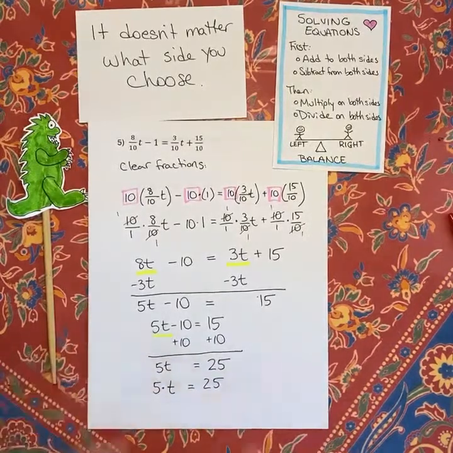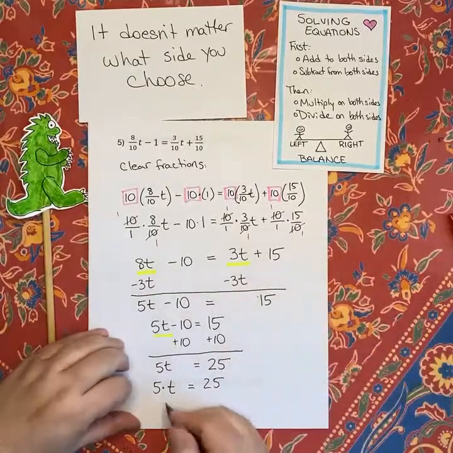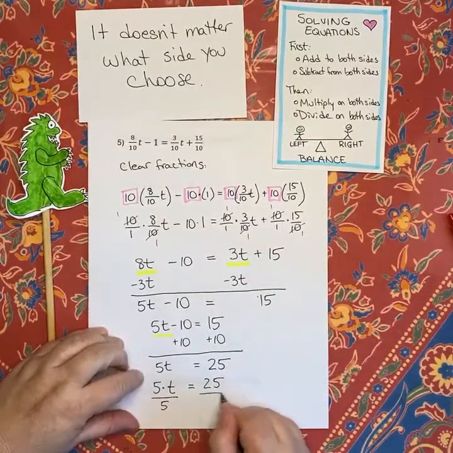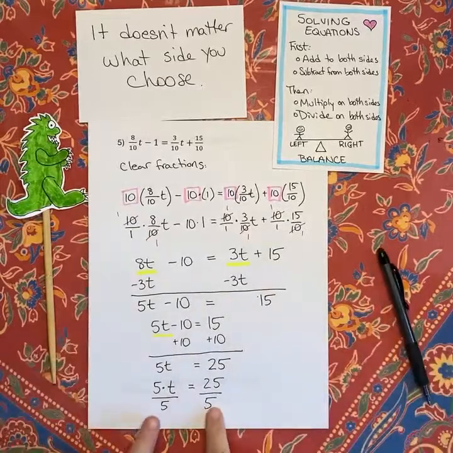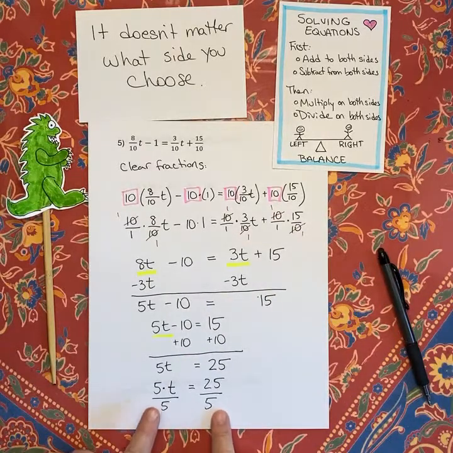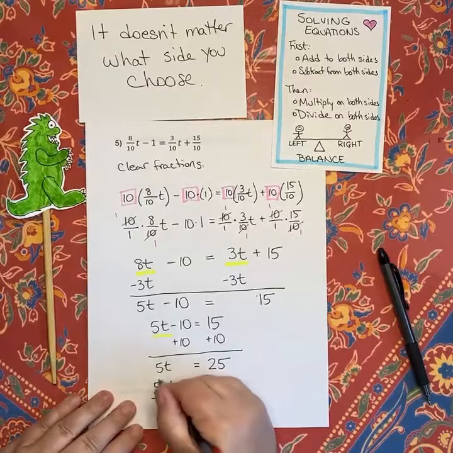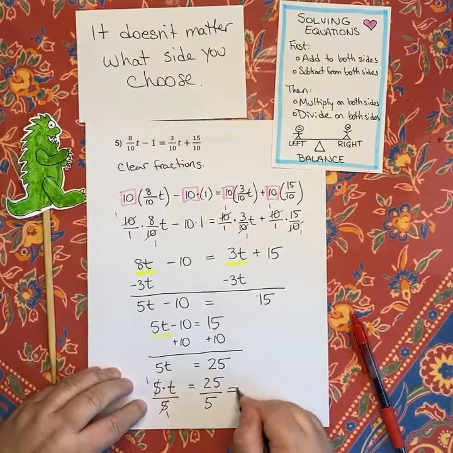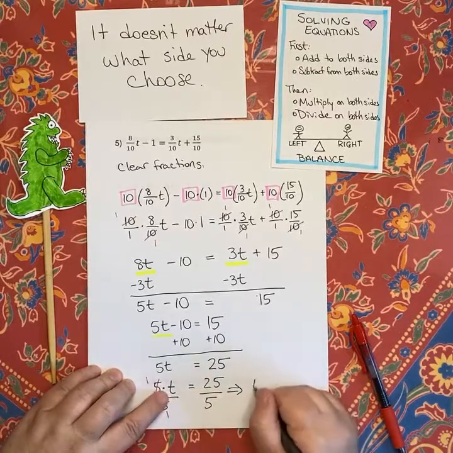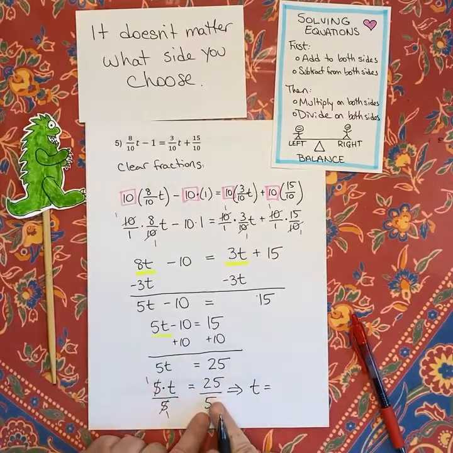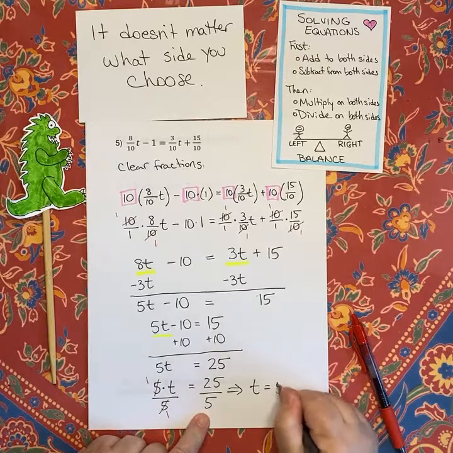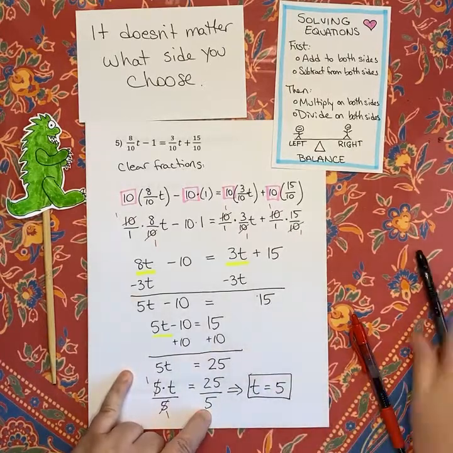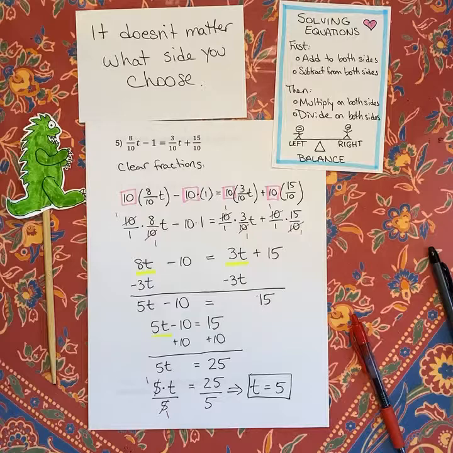So what do I do to undo 5 times t? You got it. I'm going to divide both sides by 5. Again, staying on either side, 1 on each side, so it's legal. This cancels over here, and I get t equals 25 over 5, which is 5. Woohoo! Now I'm going to need another piece of paper so I can do my check.